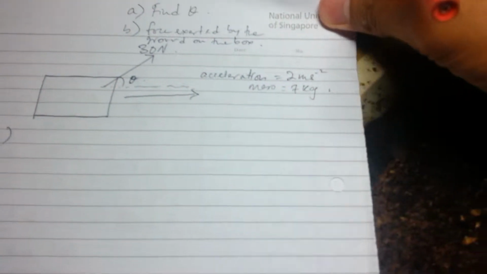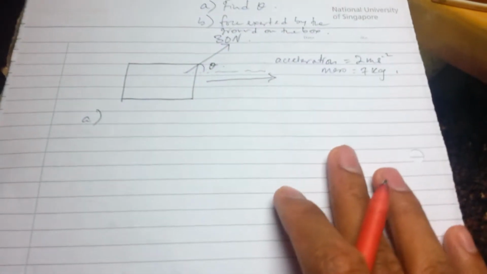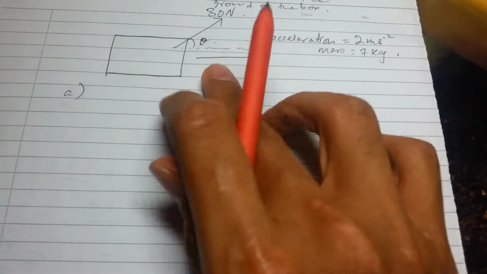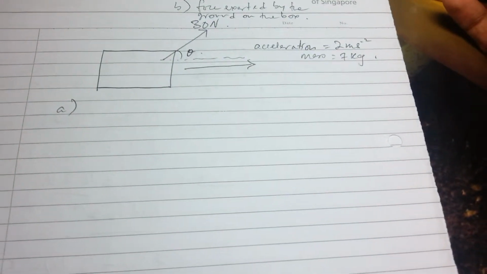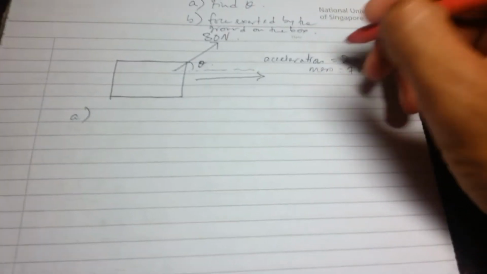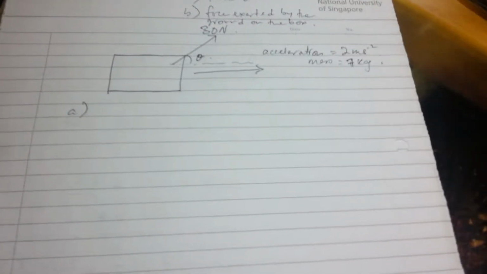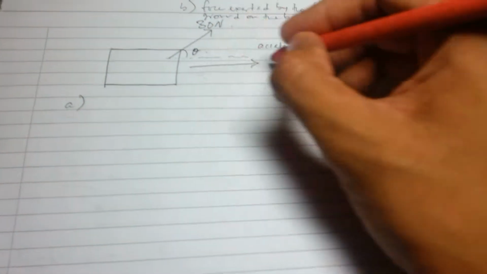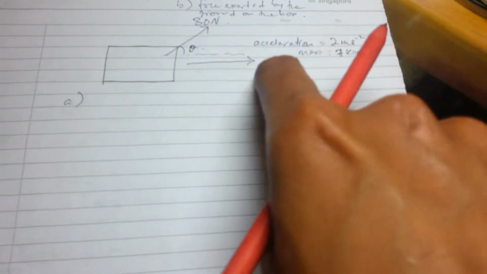Now we want to find part A. The whole idea is you want to find theta. In order for you to find theta, you need to know all of the forces acting on the box. So they give you a clue. They told you that the box is moving at an acceleration of 2 meters per second squared, and the mass is 7 kg. It means that the force that the box is moving along the ground is F equals ma.